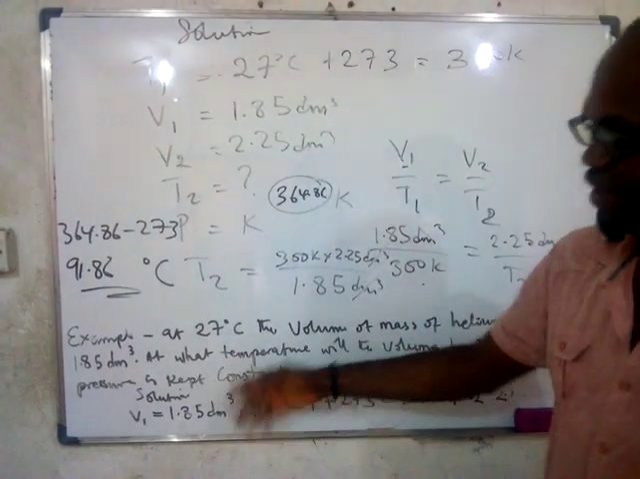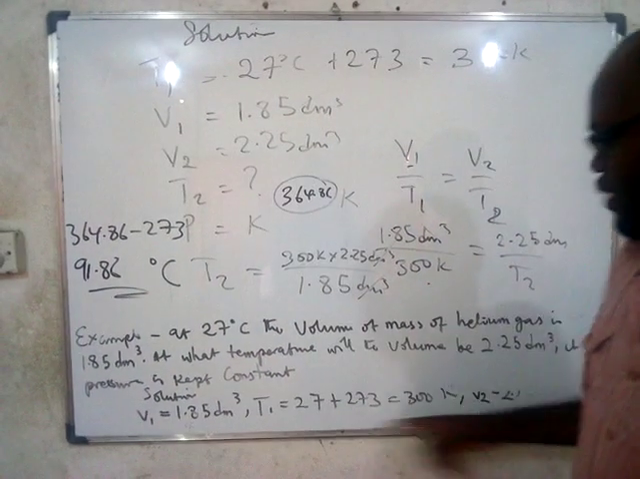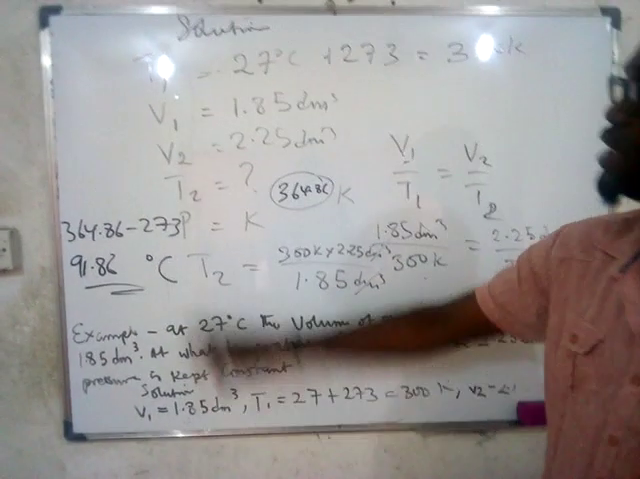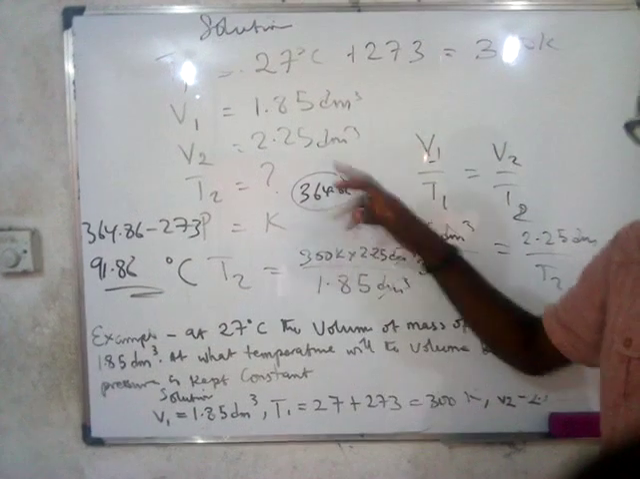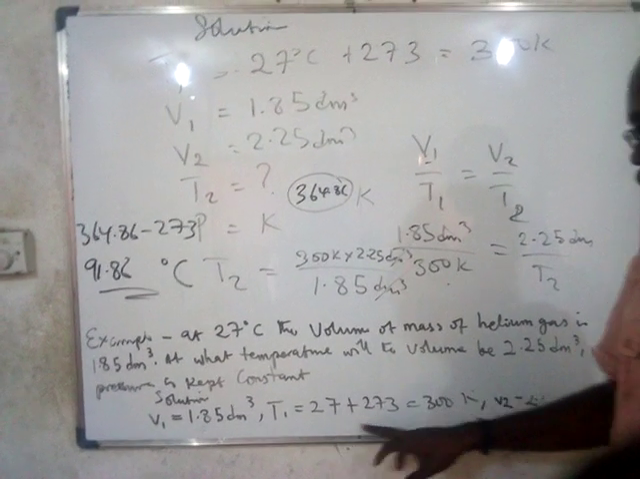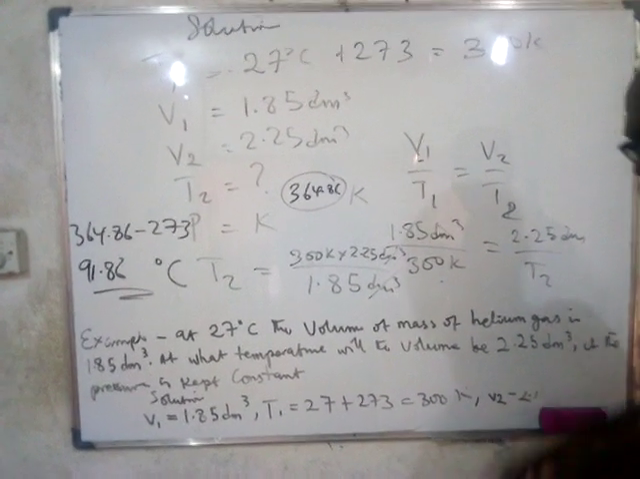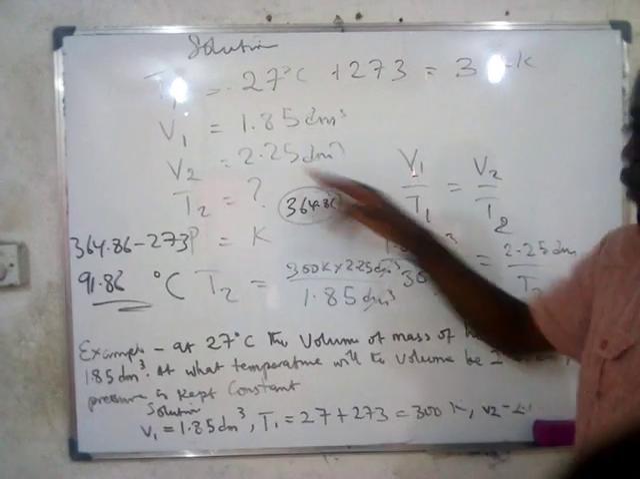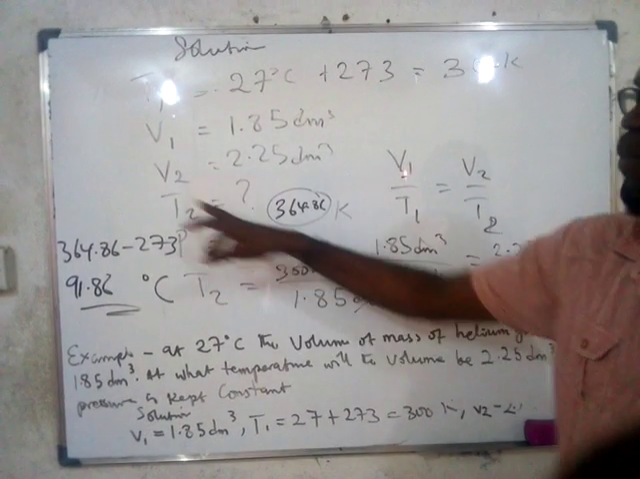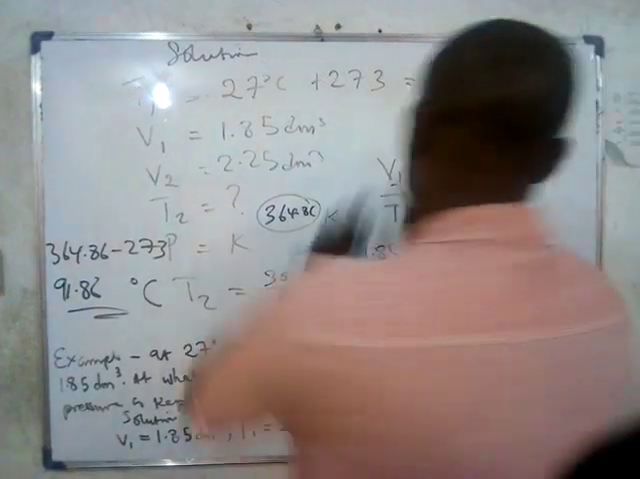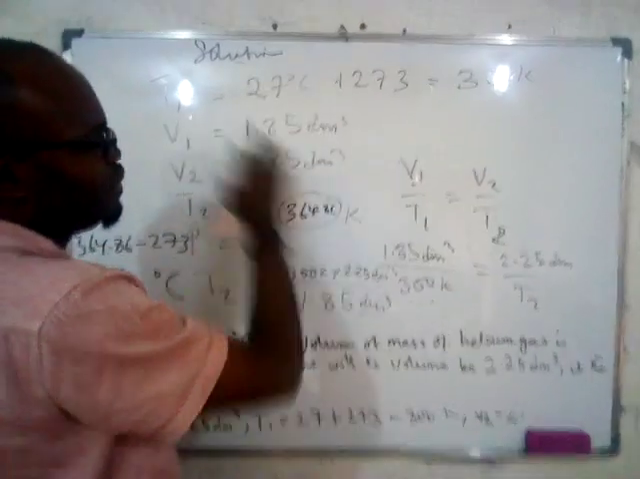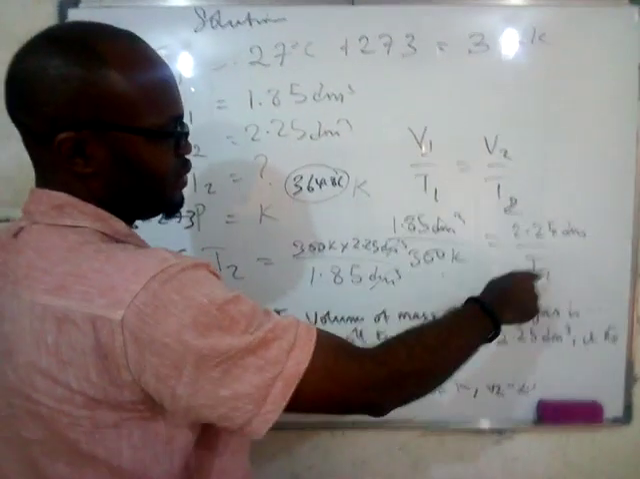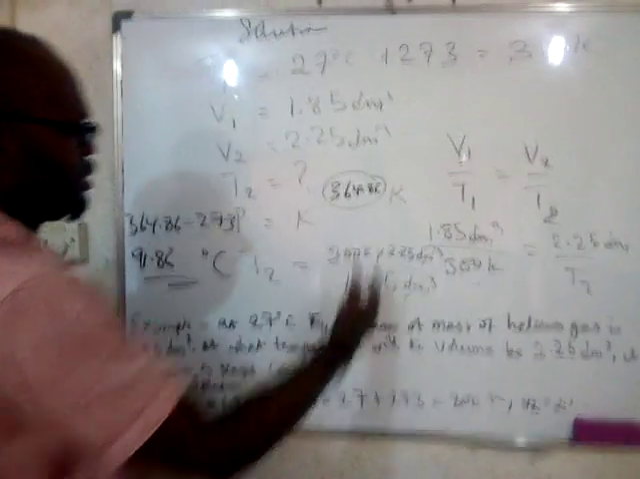Whenever you're given this, you write solution, and list out the things that we are given. V1 is given as 1.85, T1 is 27. If you want to convert it to Kelvin, plus 273, which is equal to 300. V2 is also given, 2.25. T2 is what you're looking for. So this is the formula you're using. Once you place the formula, substitute with what you are given, make what you are looking for the subject, which is T2. Then you solve down.